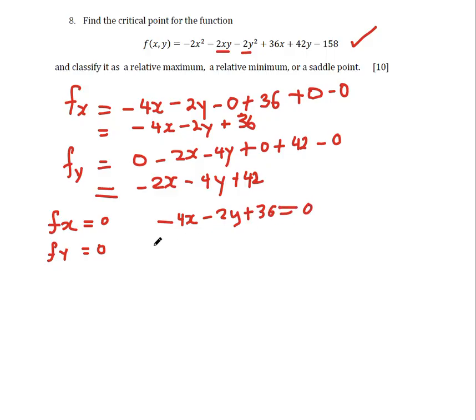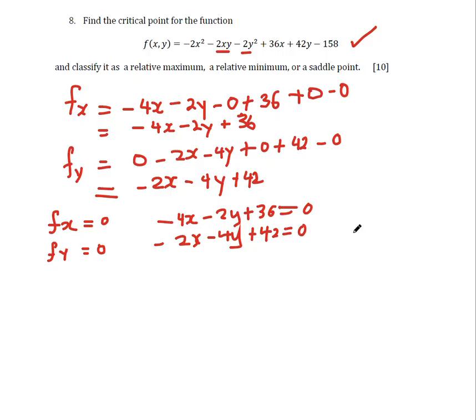And negative 2x minus 4y plus 42 also equal to 0. And what we need to do here is to solve for x and y.